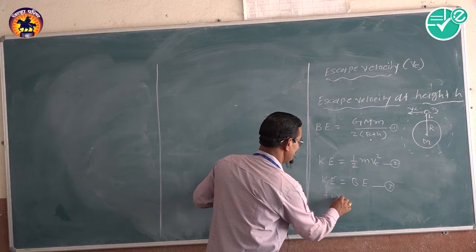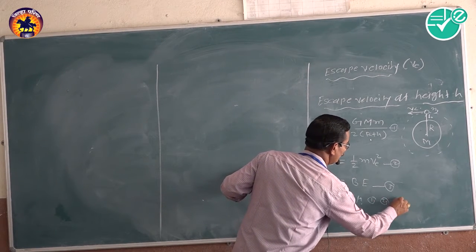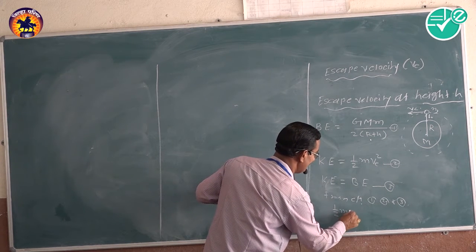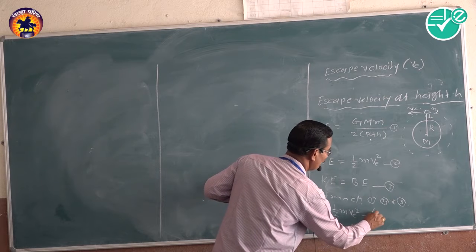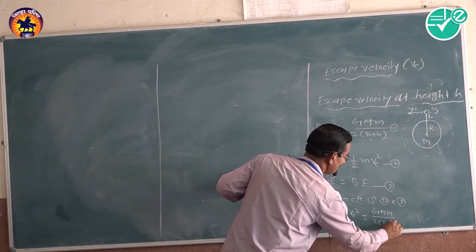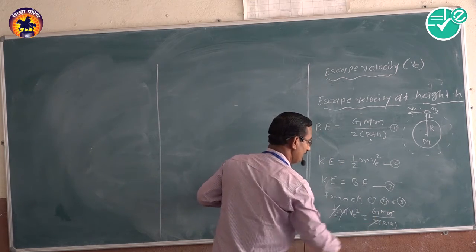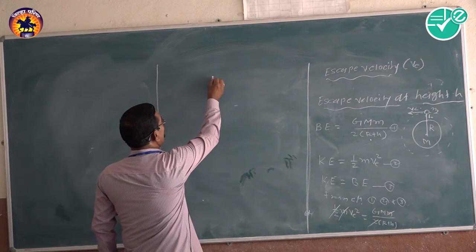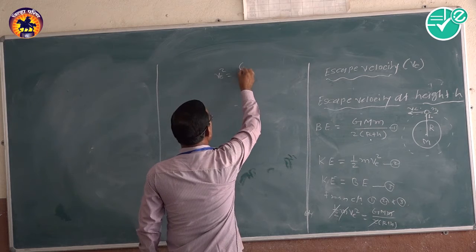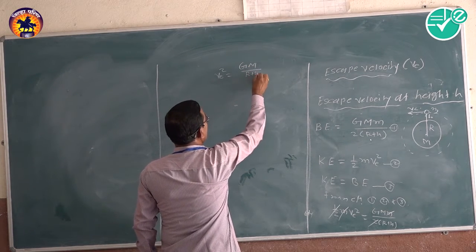Then from equations 1, 2 and 3 we get 1/2 m v square is equal to G capital M small m divided by twice R plus h, where small m gets cancelled, 1/2 gets cancelled, and then v square is equal to G capital M by R plus h, so v is under root G capital M by R plus h.